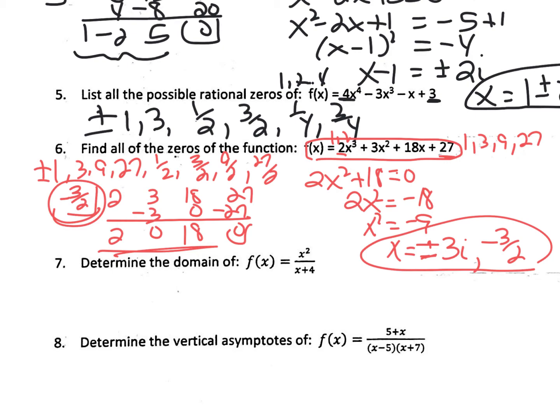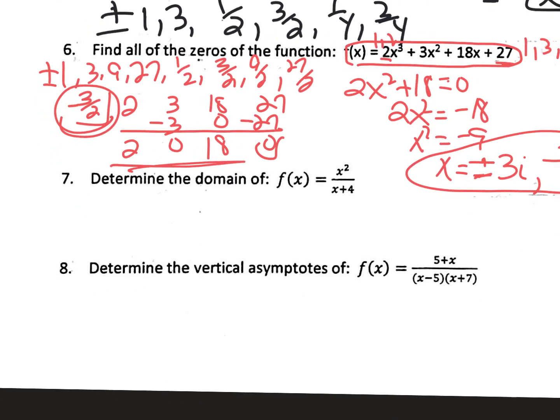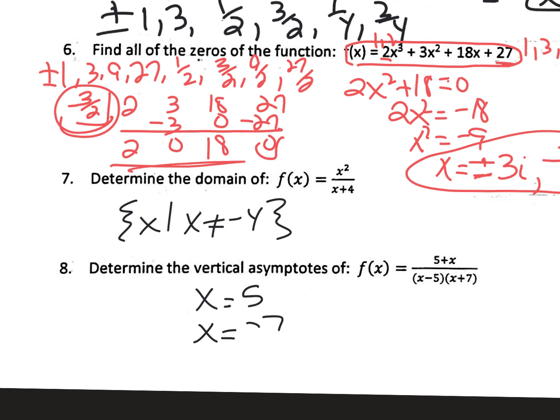All right, number 7, find the domain. Remember, the denominator cannot equal 0, so I'm going to say the domain is all x such that x cannot equal -4. Close it up. That's all you got to do. Number 8, find the vertical asymptotes. Remember, the vertical asymptote is whatever makes the bottom 0, and you got to put x equals. So we're going x equals 5 and also x equals -7. Those are the vertical asymptotes.